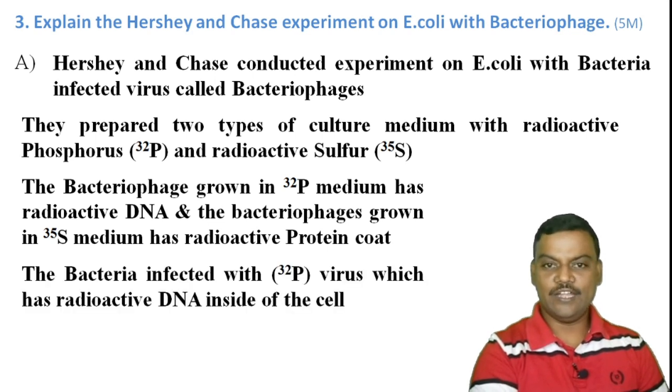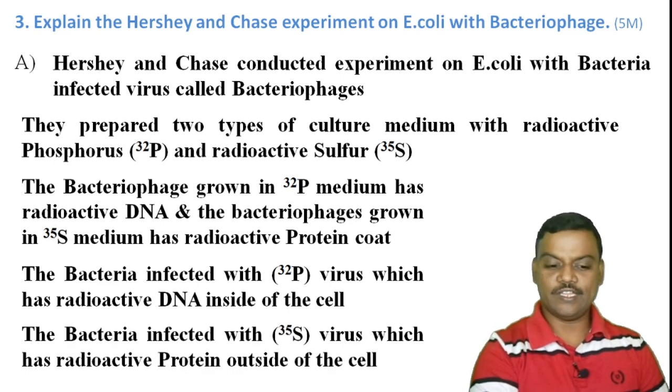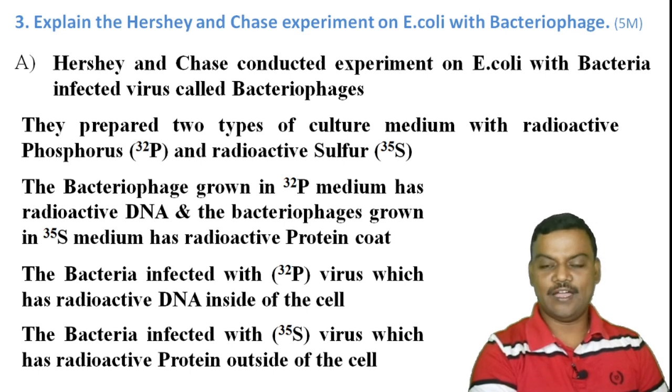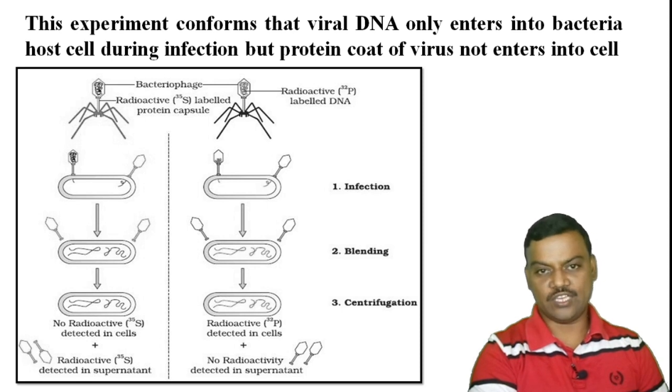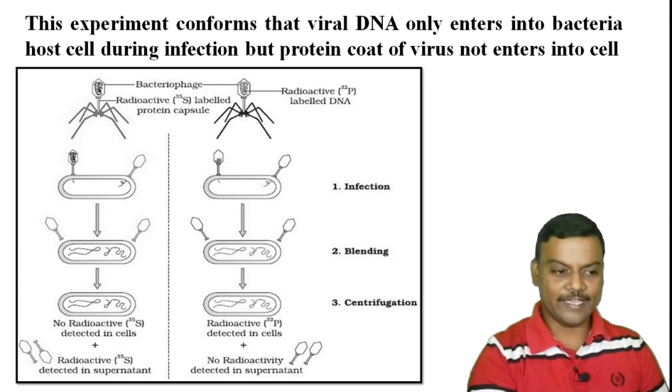In the bacteria infected with P32 viruses, radioactive DNA is identified inside the bacterial cell. In the bacteria infected with S35 viruses, the radioactive protein coat is identified outside the bacterial cell. With this experiment, they confirmed that only viral DNA enters the bacterial host cell during infection, but the protein coat of the virus does not enter and remains outside the bacterial cell. So these are the valid points for this question, and along with that you should draw the diagram.